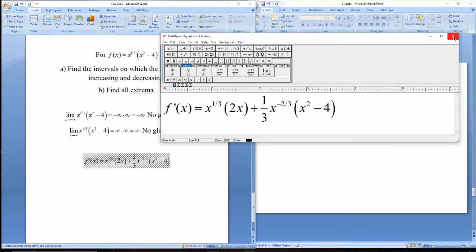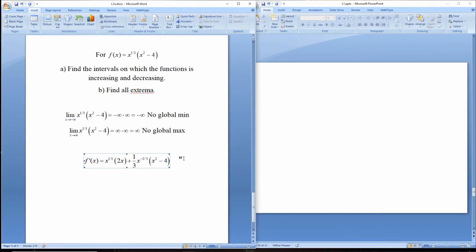And I just want to say that this is why test 2 is so important, because I have to assume at this point you understand how to get this derivative, because we're doing a whole bunch of other stuff now with it.